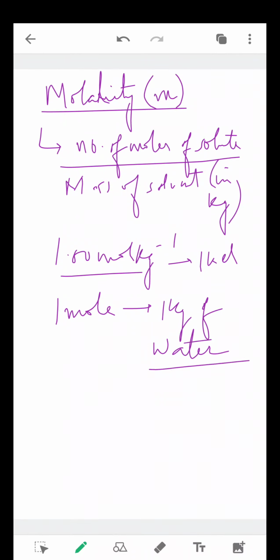So molality is independent of temperature. Okay, it does not depend on temperature. It is independent of temperature.